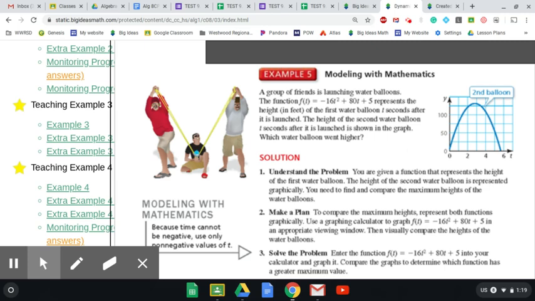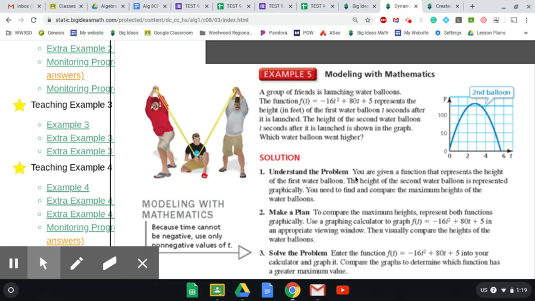8.3, Example 5, Modeling with Mathematics. A group of friends is launching water balloons. The function f of t equals negative 16t squared plus 80t plus 5 represents the height in feet of the first water balloon t seconds after it is launched. The height of the second water balloon t seconds after it is launched is shown in the graph. Which balloon went higher?